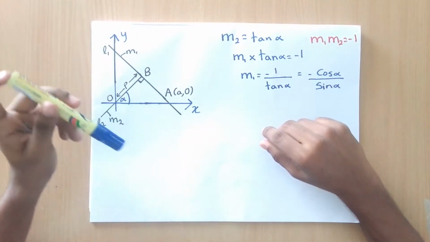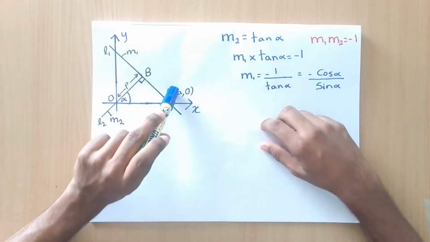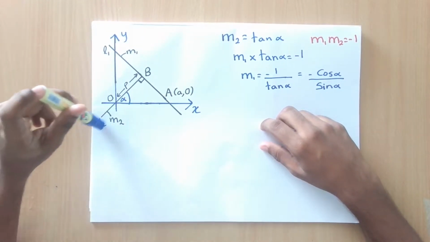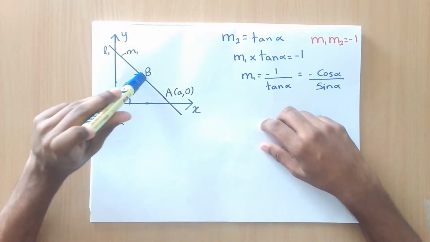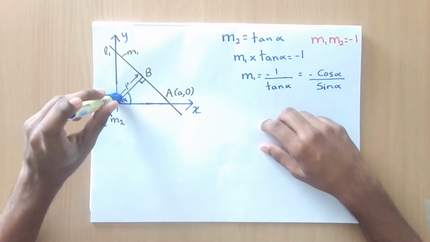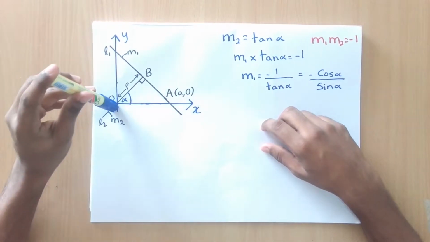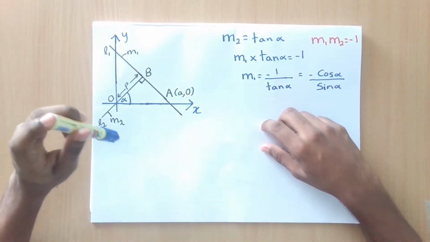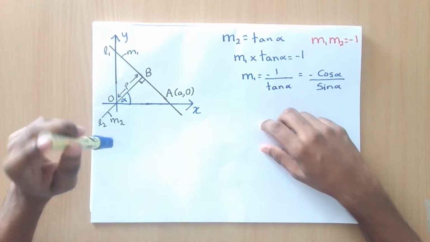Let's take this line L1 which intercepts the x-axis at A and its gradient is m1. This line L2 is from the origin and is perpendicular to the line L1. It has an angle alpha with the x-axis and the distance from the origin to the line L1 is P. The gradient of this line L2 is m2.